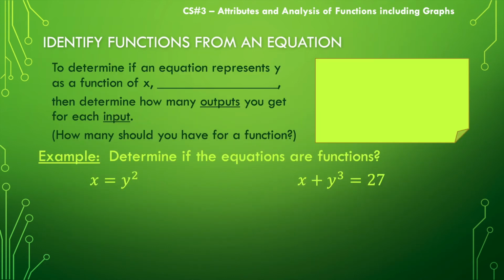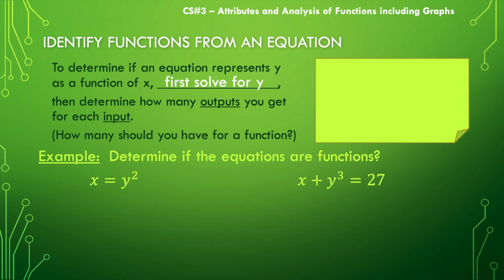For this next task, we want to be able to look at an equation and determine whether it represents y as a function of x. The very first thing you're going to want to do is solve for y. We want to isolate the y value so that we can see what kind of outputs we're going to get whenever I put something in for x. We can only do that if our y value has been isolated first. Remember, how many outputs should I get for a function? I should only get one output if it's a function.